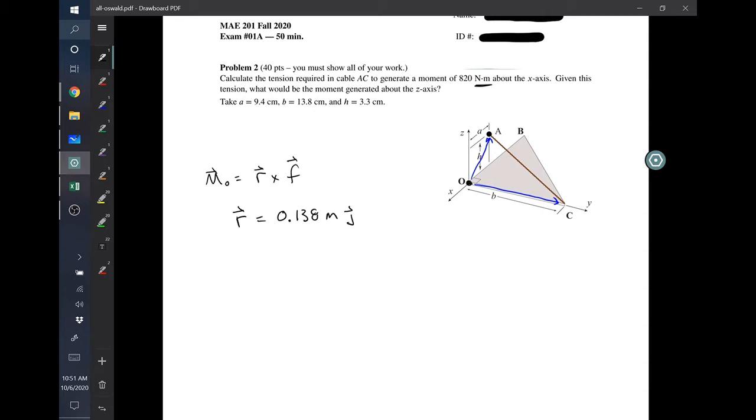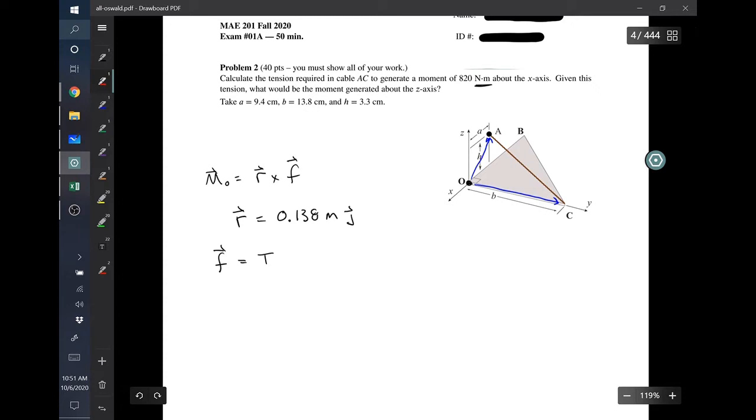The next thing to do is the force. So our force is going to be given by the magnitude of the force, which we don't know, that's T, multiplied by the direction of the force, and the direction of the force can be given to us by the position vector from point C to point A divided by its length, which will make a unit vector. Now, another common mistake is to get the direction of the force wrong.